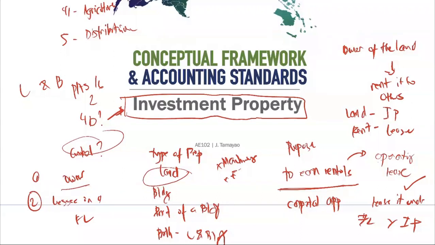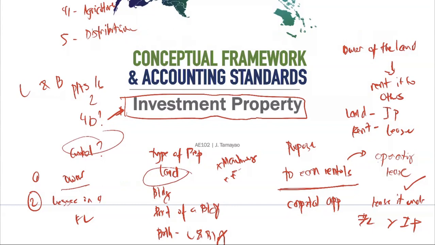Who exercises control? Two only. Owner, lessee in a finance lease. What type of property? Land, building, part of building, or both land and building. It cannot be machinery, it cannot be equipment. What is the purpose? That is to earn rentals or for capital appreciation. So in our example, you are an owner of the land, you rent it to others. How do you treat the land? The land is considered investment property, and of course, the rental to others is considered a lease. You are an owner of machinery, you rent it to others. What is the treatment of the machinery? PPE. Clear? You are an owner of a building, you rent it to others. What is the treatment of the building?